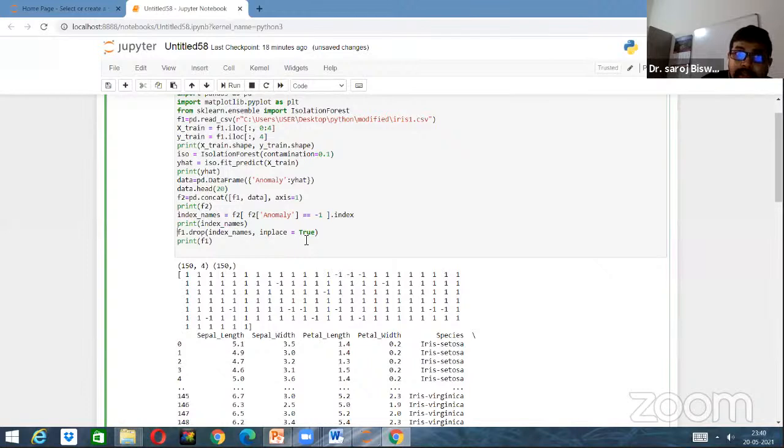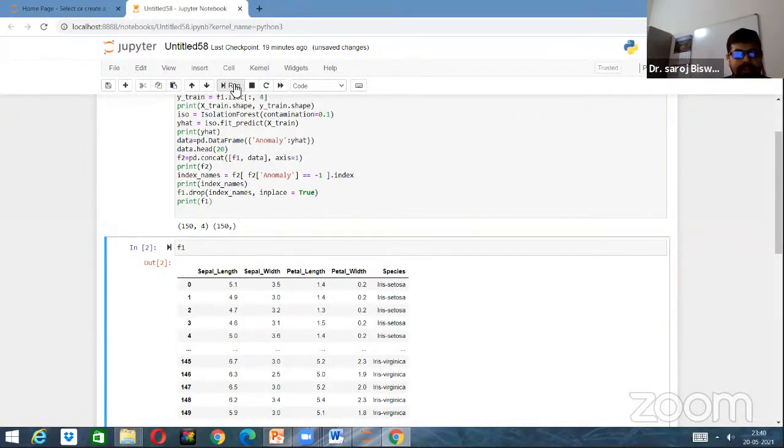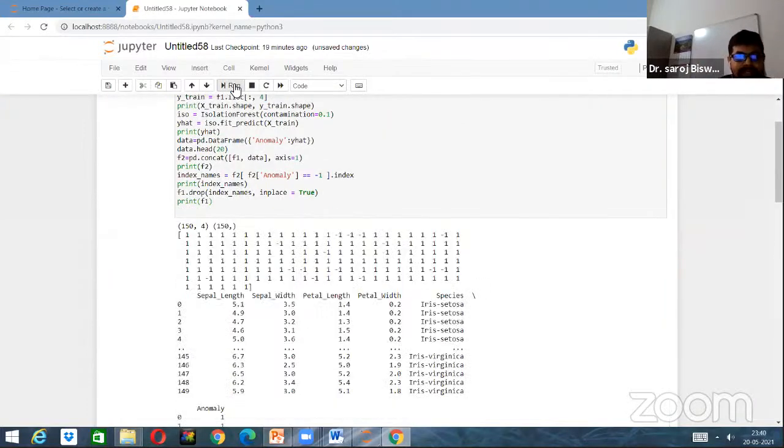It means whatever change is done here, that change should be reflected to F1. That's why I have written inplace equals to true. If I don't write inplace equals to true here, then changes would be there, but that change will not reflect in F1. But we're coming to that also. So I'm running this one, fine. It is expected that in F1 now we have the data set without outliers.